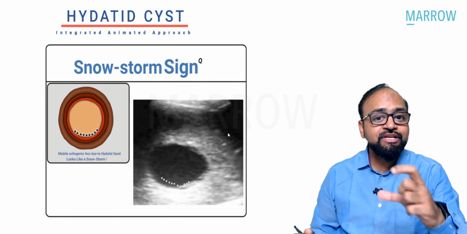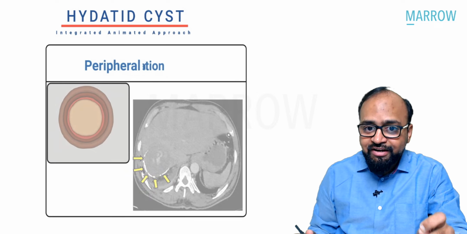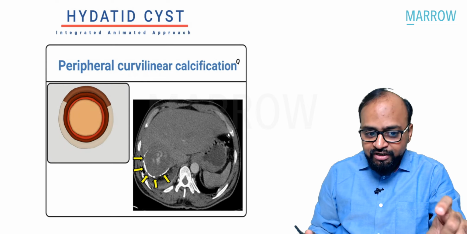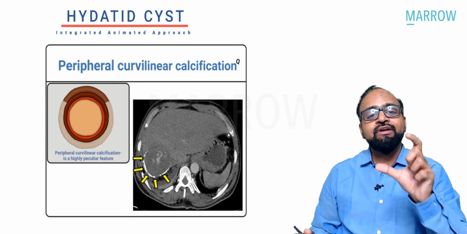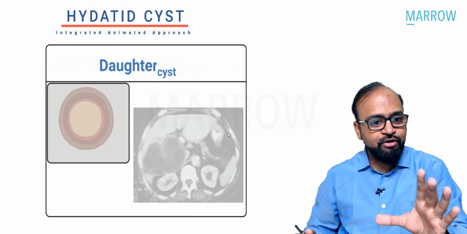Then a long-standing hydatid cyst, I said, what is going to happen? It is going to get calcified, right? This was the image which was given, similar image. So a liver lesion with a thick, dense calcific rim around it is very specific for hydatid cyst. This was the kind of image which was asked.